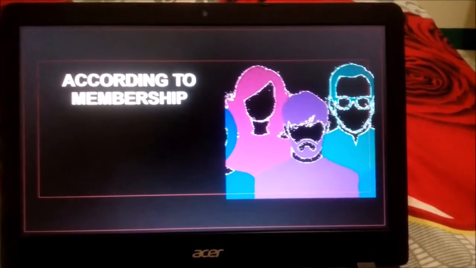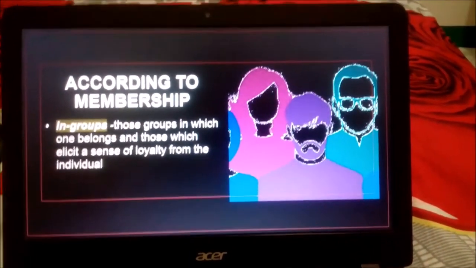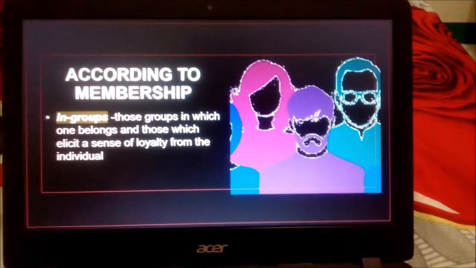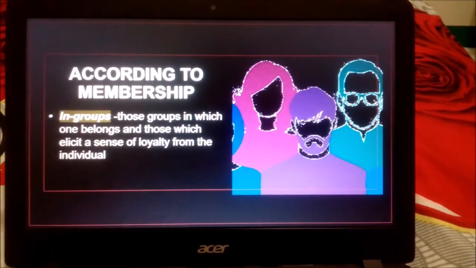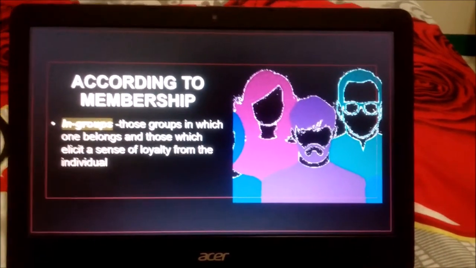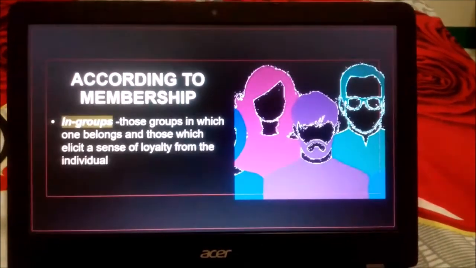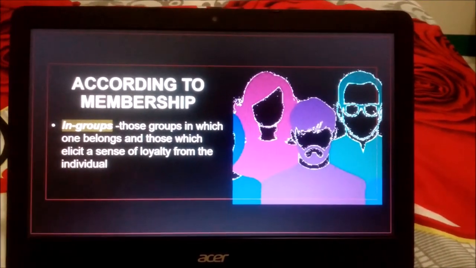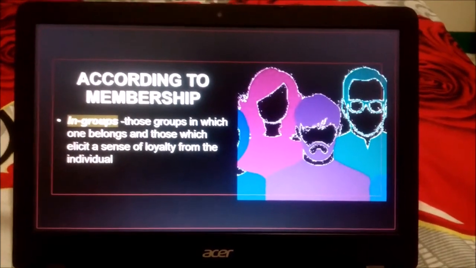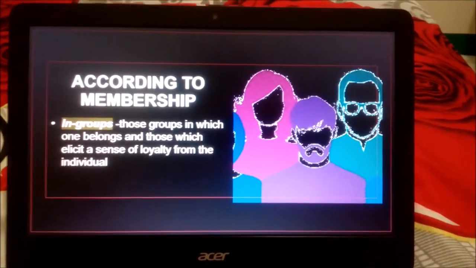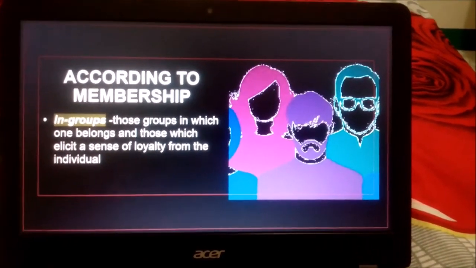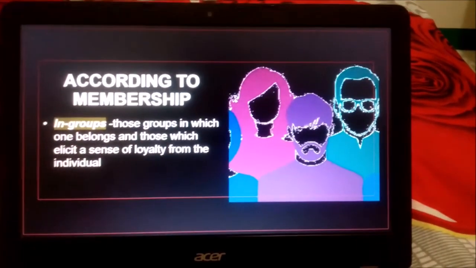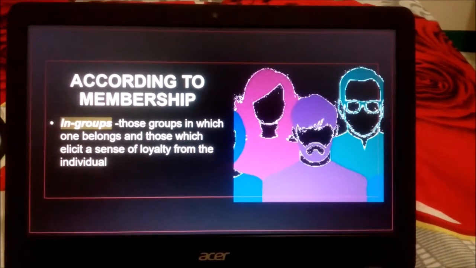Next one, according to membership, in groups, from the word itself, in. So, meaning, those groups in which one belongs and those which elicit a sense of loyalty from the individual. In, meaning, in groups, hindi ka OP, hindi ka out of place from that group. You deserve to feel a sense of belongingness within that group because you feel a sense of loyalty within the members of your group. In groups, pasok ka, which is in ka dun sa group na yun. You are not out of place.